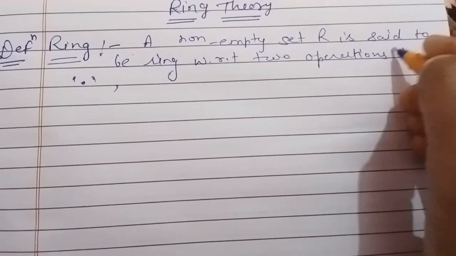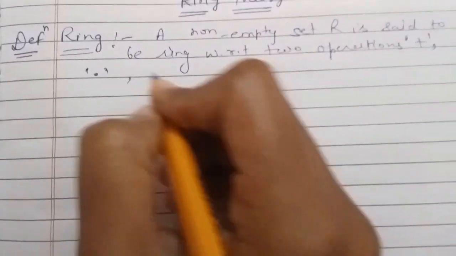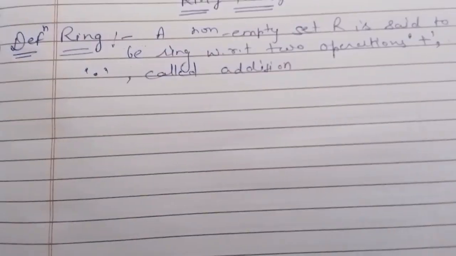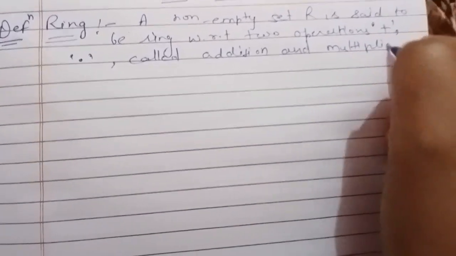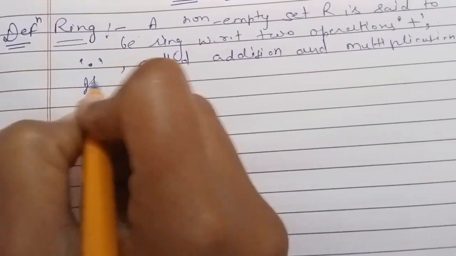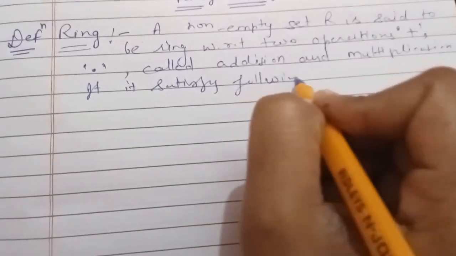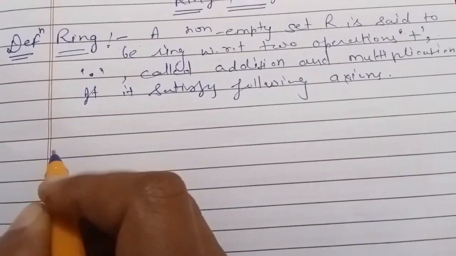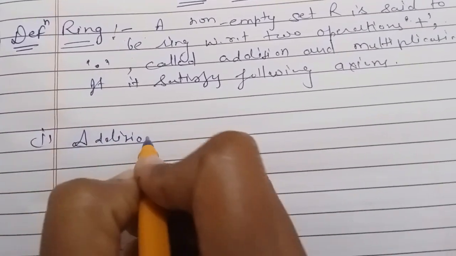So these are the two operations, called addition and multiplication, if it satisfies the following axioms. So first of all, addition is closed.